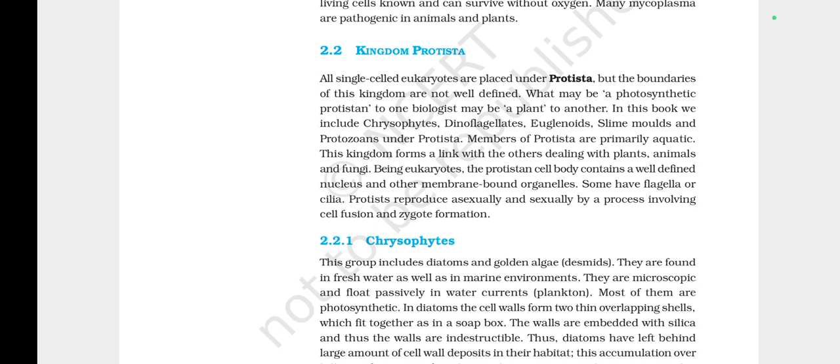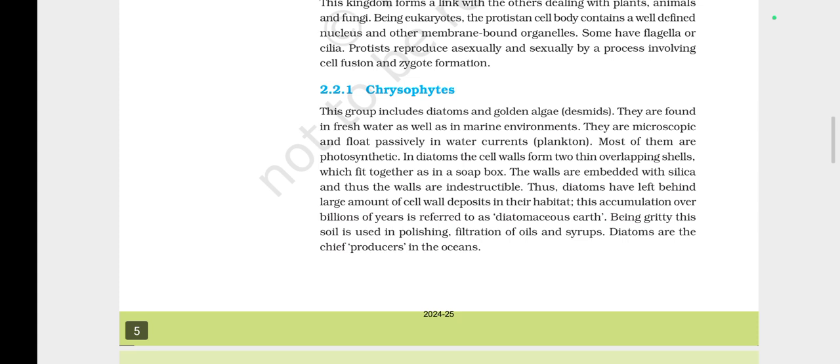Being eukaryotes, the protistan cell body contains a well-defined nucleus and other membrane-bound organelles. Some have flagella. Protists reproduce asexually and sexually by a process involving cell fusion and zygote formation. पहले देखते हैं हम क्राइसोफाइट्स, डायटम्स के बारे में.